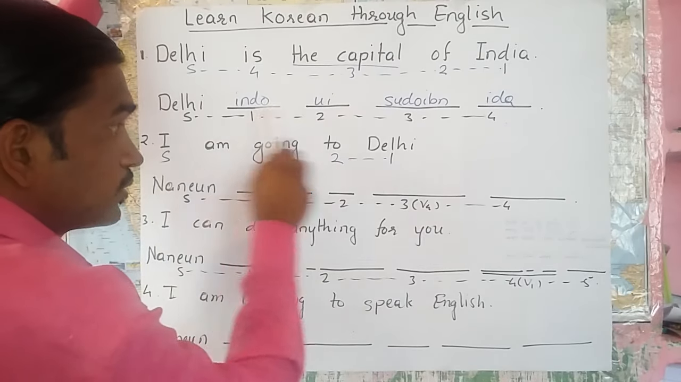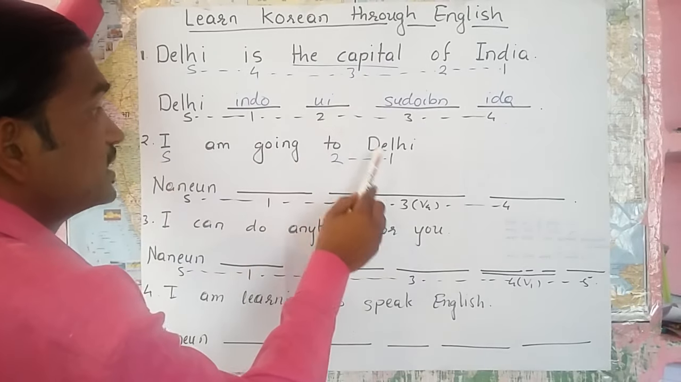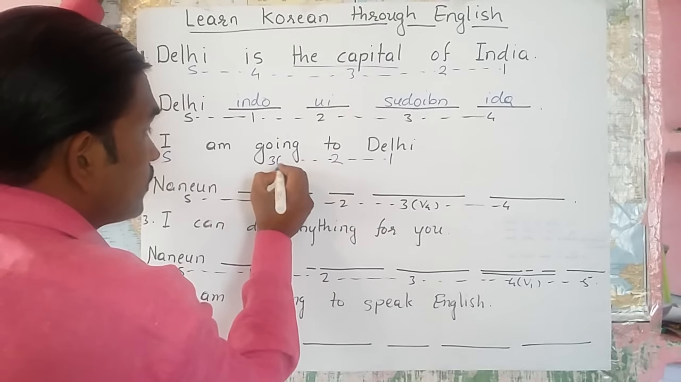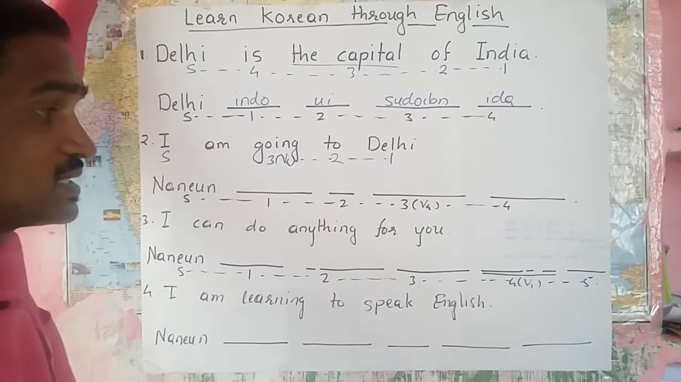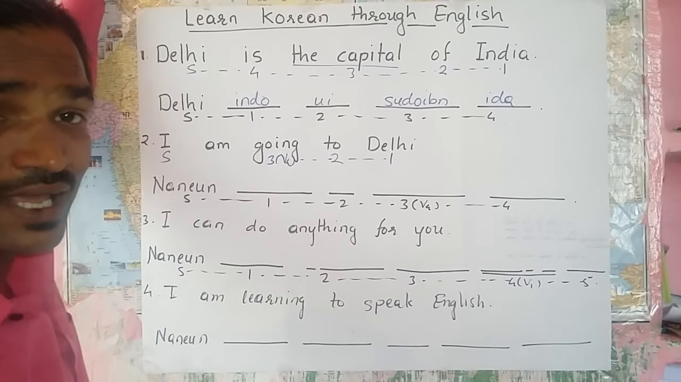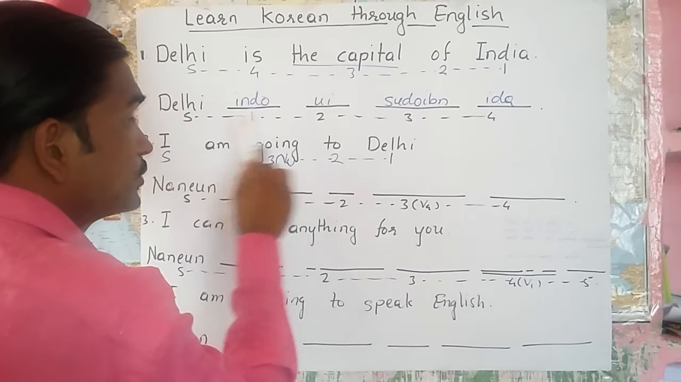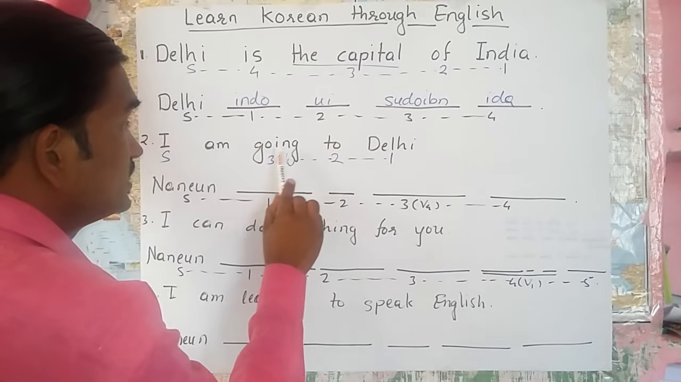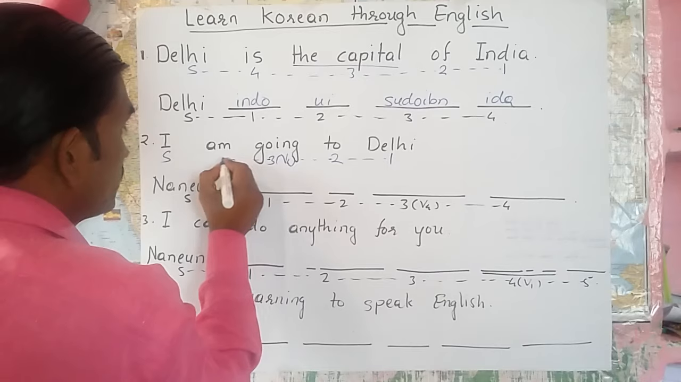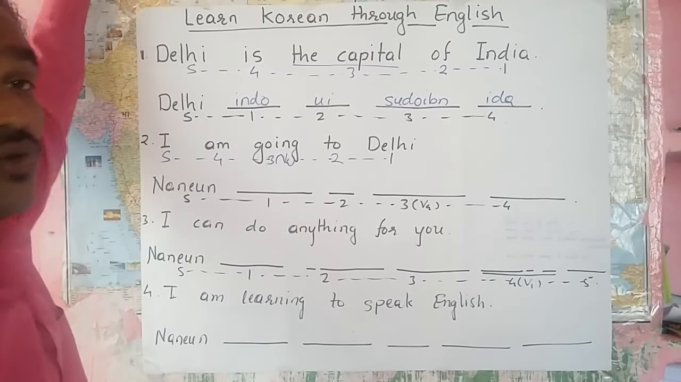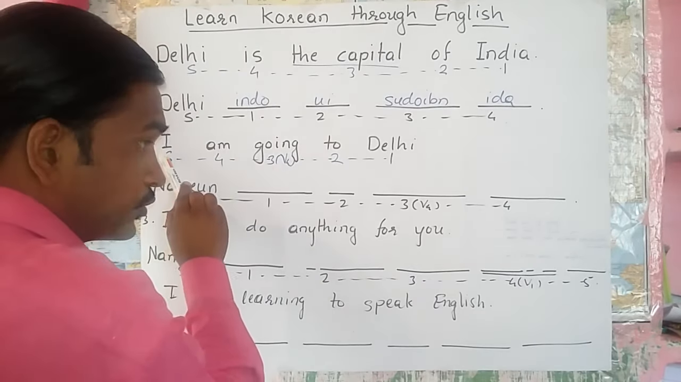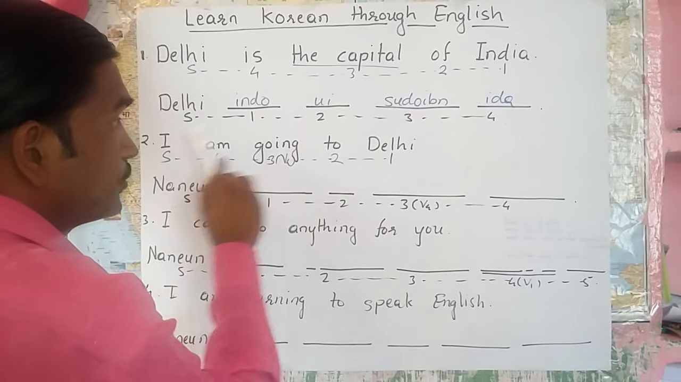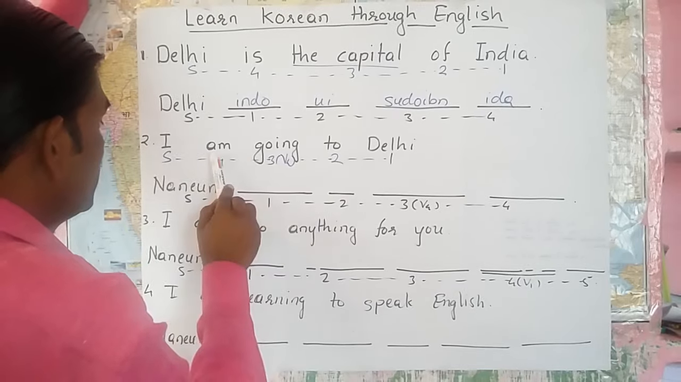Look here. Nanyun, Delhi. Before two, above three is going. The Korean word for going is Jinhaing. Look here. Nanyun, Delhi. Jinhaing. Before three, above four is I am. The Korean word for I am is Ida. Look here. Nanyun, Delhi, Jinhaing Ida.